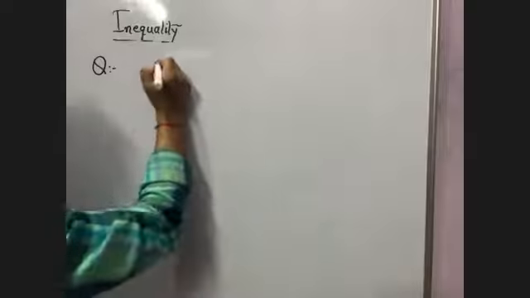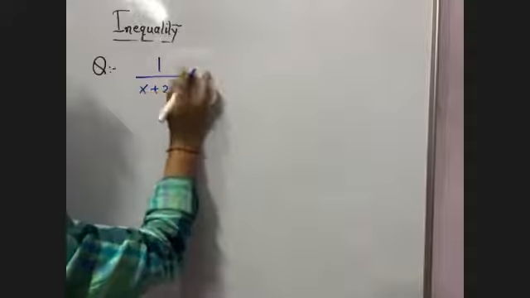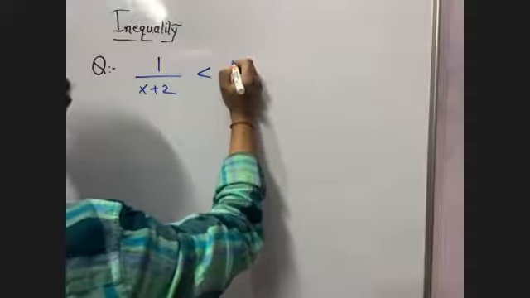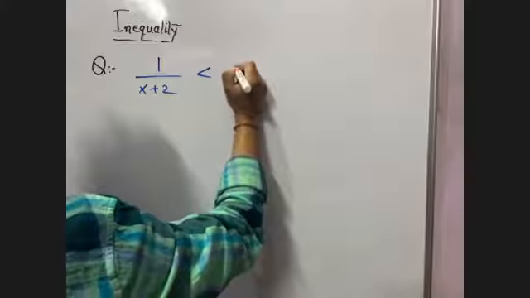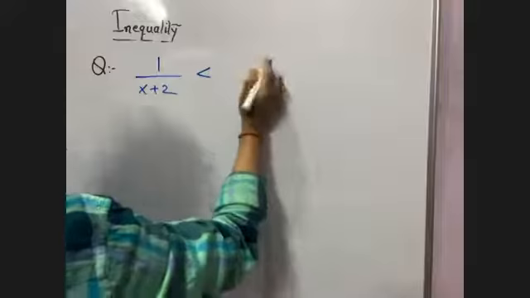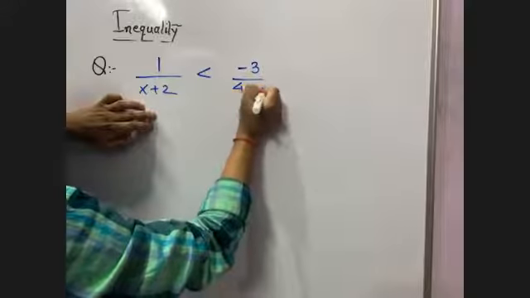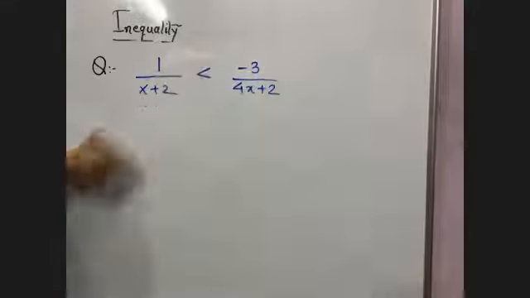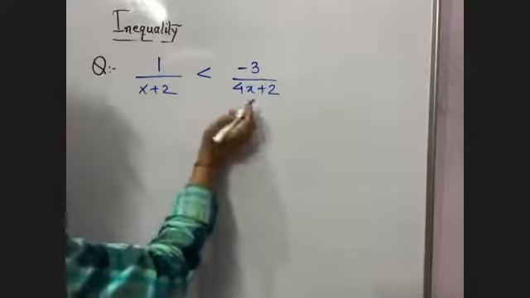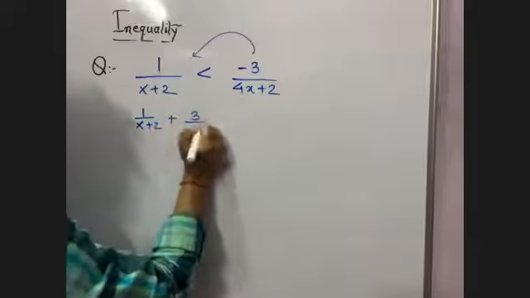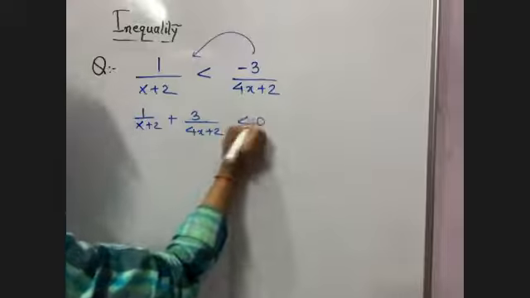Suppose my problem is 1 upon x plus 2 less than, say I'm taking, what should I take? Anything. Say I'm taking minus 3 upon 4x plus 2. Suppose I need to solve this. First step, we should not cross multiply. Instead, take this to the same side: 1 upon x plus 2 plus 3 upon 4x plus 2 is less than 0. I hope it is clear.